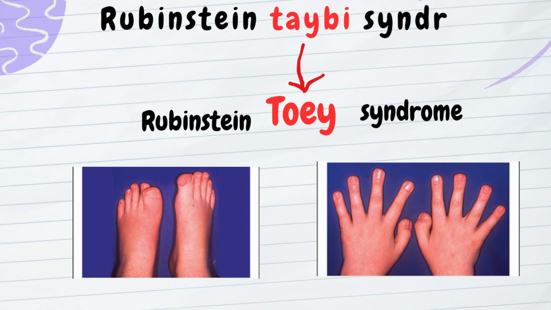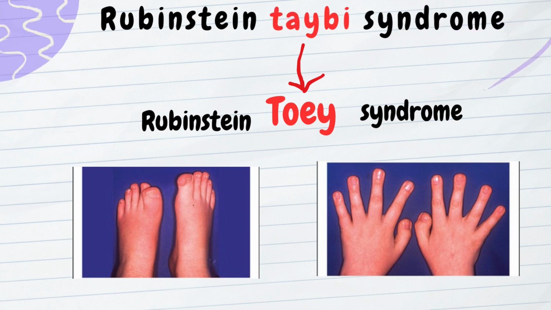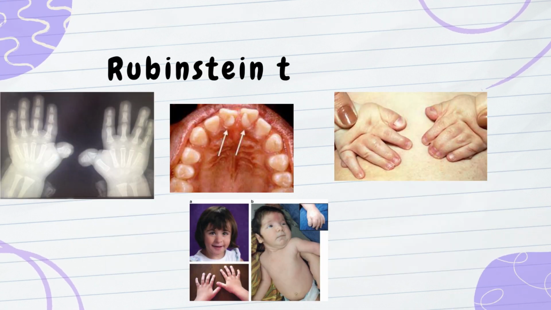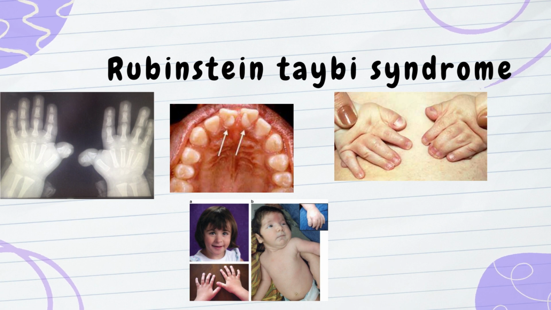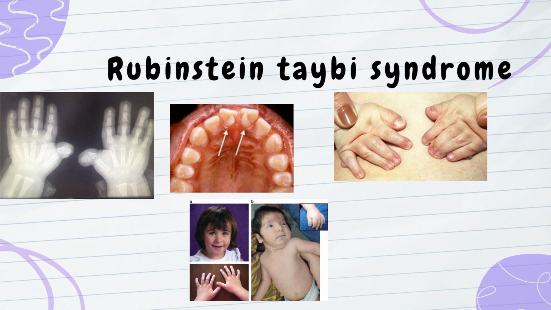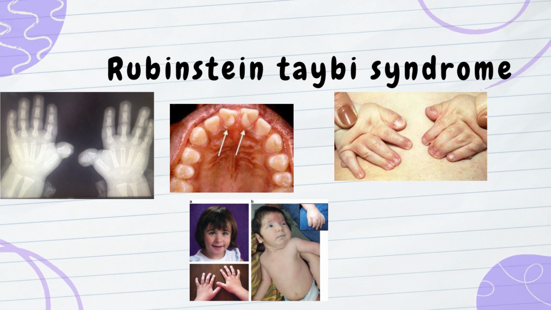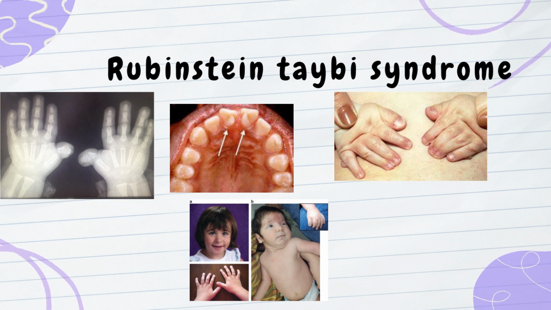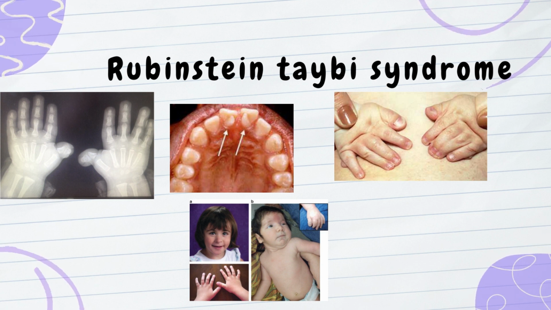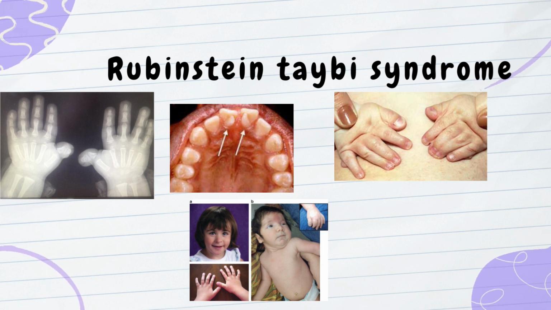So, how to remember Rubinstein-Taybi syndrome? From now onwards, you start spelling Rubinstein-Taybi syndrome as Rubinstein-Toey syndrome. Now, you can associate this toe with the broad thumb and broad toes of the patient. In the next slide, I have given some images of the syndrome. In the first image, you can see the X-ray of a patient who has a broad thumb. In the second image, the patient presents with talon cusp. In the third image, you can also see a broad thumb.